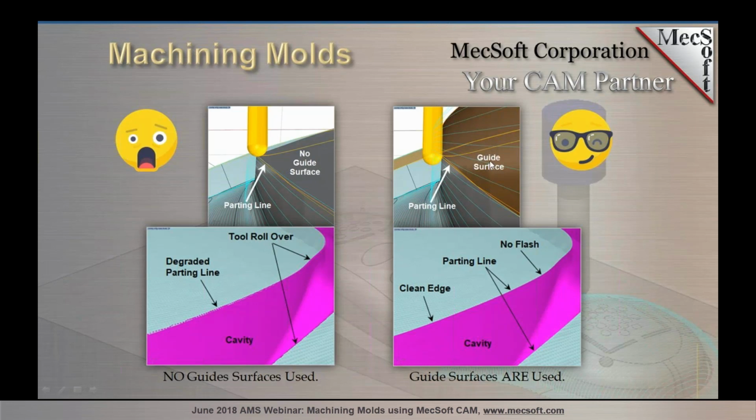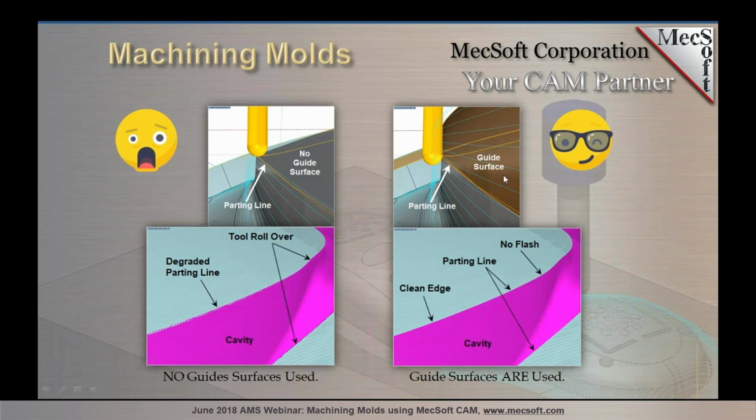So without the surface displayed, if you look on the left, you see that the tool will ride up the side wall of the cavity and then ride on the parting line, because you're using the parting line as your control boundary to cut the cavity. And when the tool rides that parting line, you can clearly see, if you look at the image below, which is the cut material simulation, you can see the degradation in the parting line. You can see where the tool rolls over the parting line, both here and here.